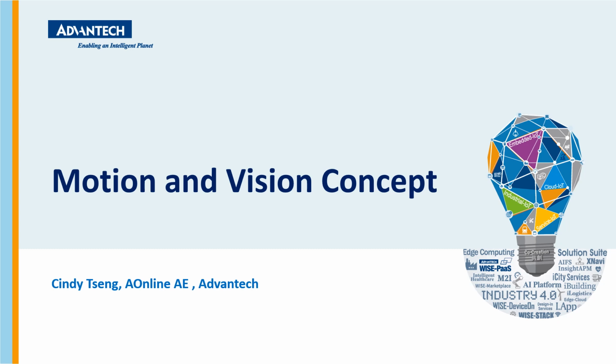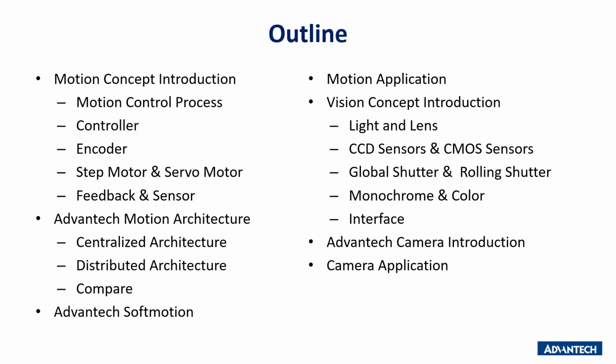In this topic we will talk about the motion and vision concept. The outline of this presentation will go through these 7 chapters. First is the motion concept introduction. We will introduce the 5 concepts for motion control. Second is the Advantech motion architecture introduction, which includes centralized motion control and distributed motion control. Third is Advantech Softmotion introduction and motion application.